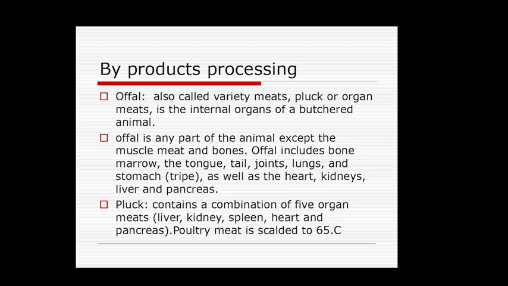And then there is offal. What are offals? They are called variety meats, the pluck or organ meats. They are the internal organs of a butchered animal. So offal is any part of the animal except the muscle, meat and bones.